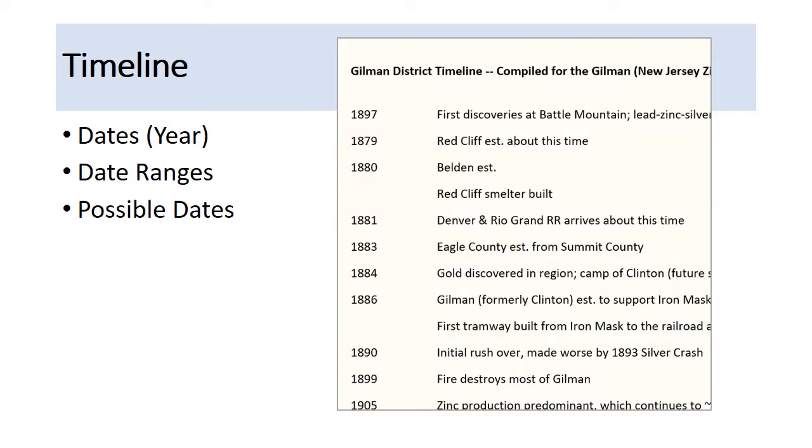So my research allowed me to construct a rough timeline of the Gilman district and what was going on there. And some photos actually had dates. They had the year the photo was taken, but many of them did not. And this gave me the opportunity to create date ranges. Like this photograph could have been taken between this date and this date. And when I wasn't sure, I could even make possible dates that I was thinking it was, for example, between 1910 and 1930. And that gives us a little more information. It's always possible to narrow these down further, but this gives us a good starting point.